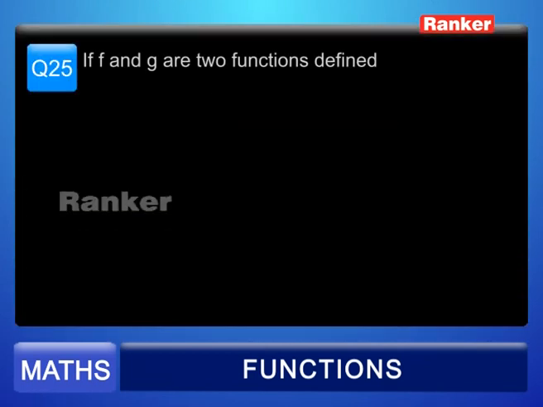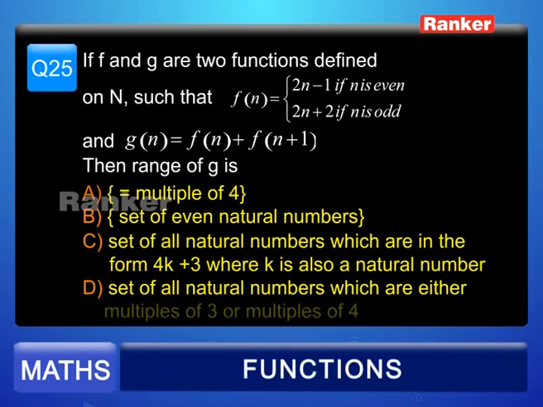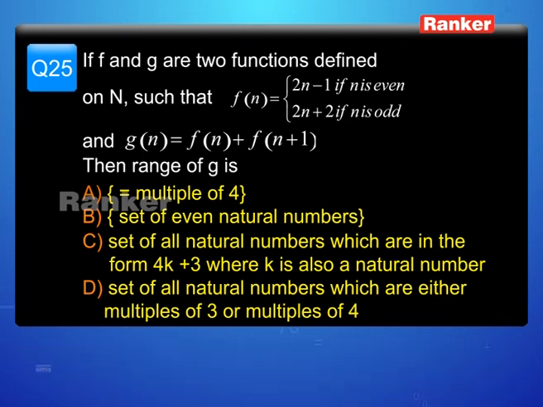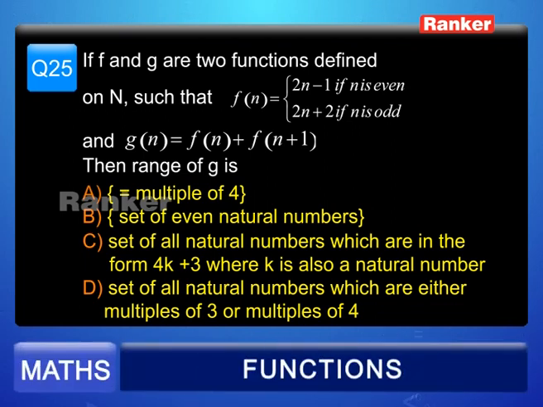The question is, f and g are two functions defined on the set of natural numbers such that f of n is 2n minus 1 if n is even and 2n plus 2 if n is odd. G is another function defined as g of n is equal to f of n plus 1. Then what is the range of g? He is asking us to find the range of g. For that, 4 options have been given.